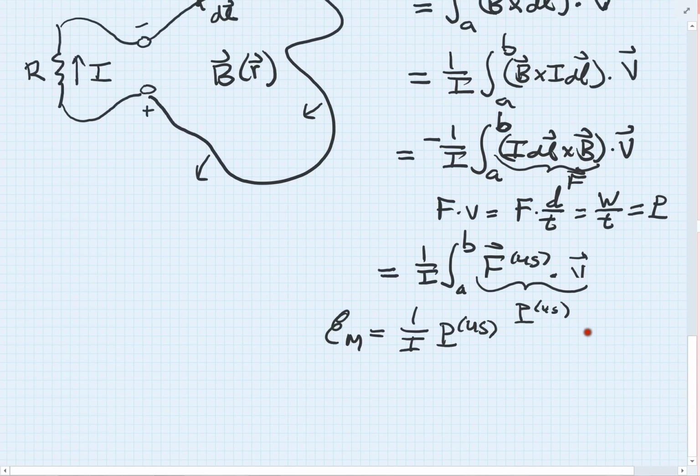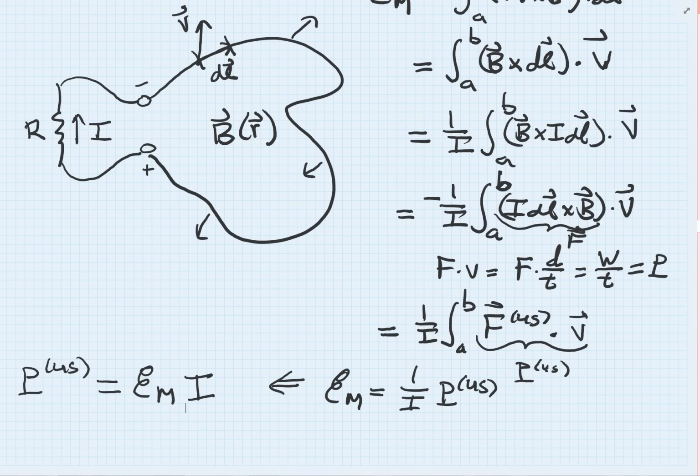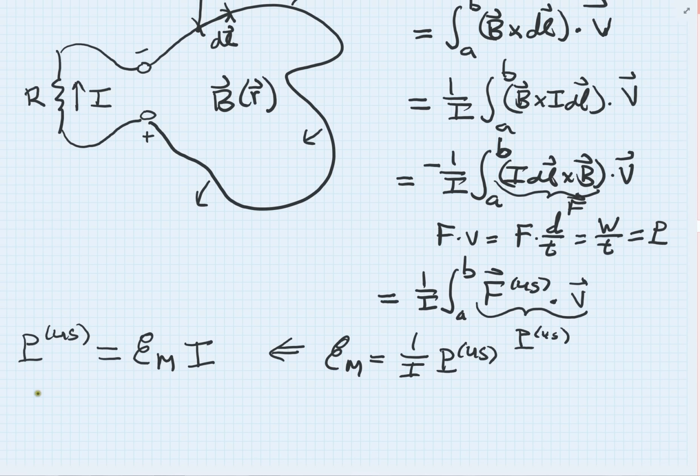Or, of course, we can turn this around a little bit. I'll probably write it over here closer to the diagram: the mechanical power that we are putting into this system equals the motional EMF of the system times the current I. This gives us a beautiful expression of conservation of energy, because the EMF times I is the electrical power that's being pumped through that resistor.